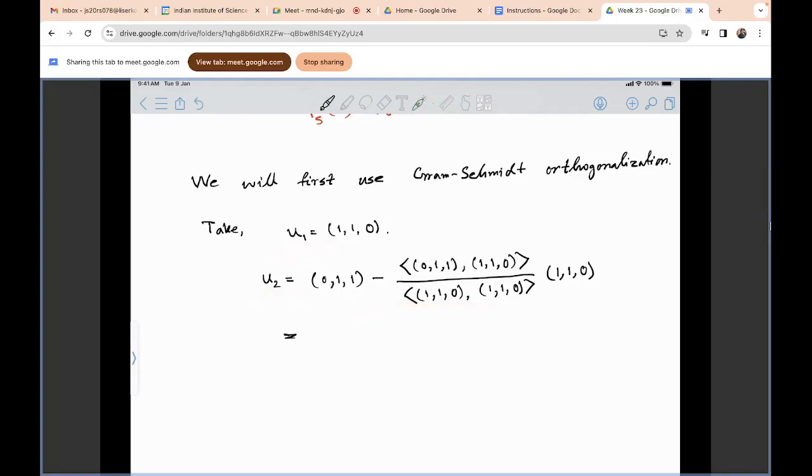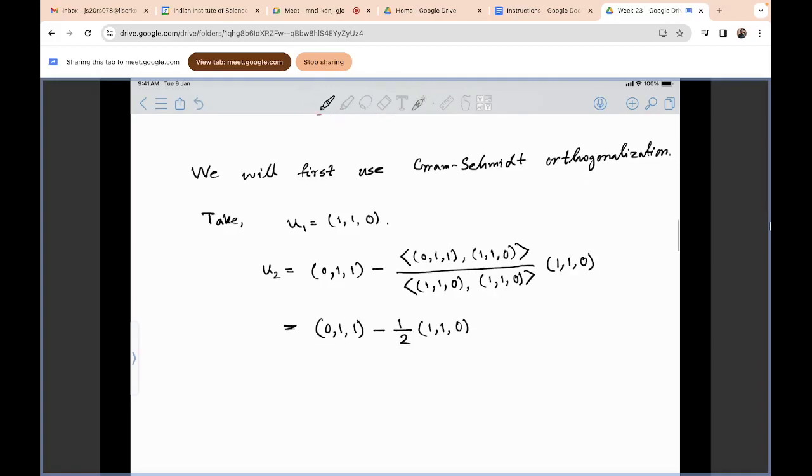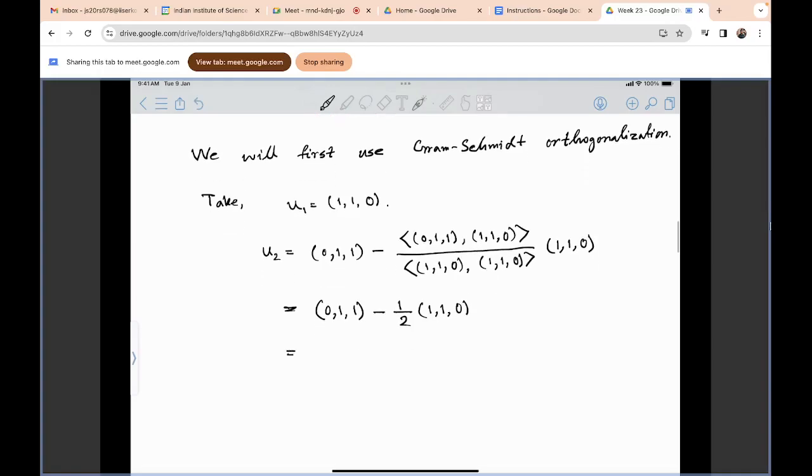So let's compute what this is. This is (0,1,1) minus the inner product, which is 1 by 2, times (1,1,0). So it will be (minus half, half, 1).